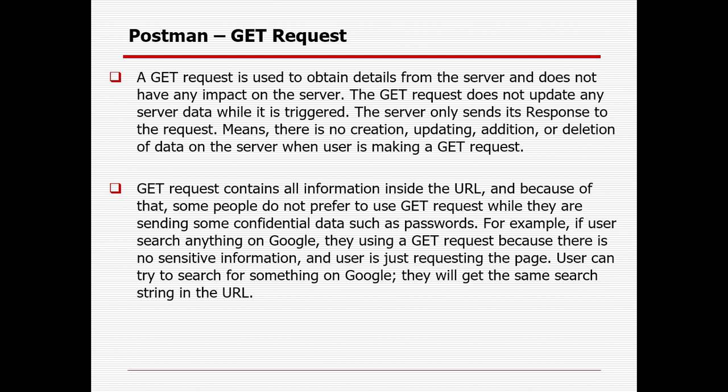So a GET request contains all information inside the URL, and because of that, some people do not prefer to use a GET request when sending confidential data such as a password. For example, if a user searches anything on Google, they use a GET request because there is no sensitive information and the user is just requesting the page they want to view. The user searches for something on Google and gets the same search string in the URL. So in case you want to send sensitive information like user ID, password, or other tokens, it is definitely not recommended to use the GET request.